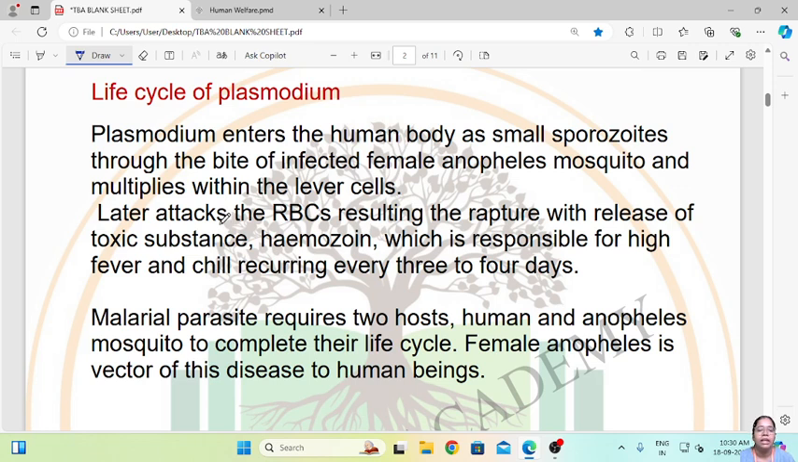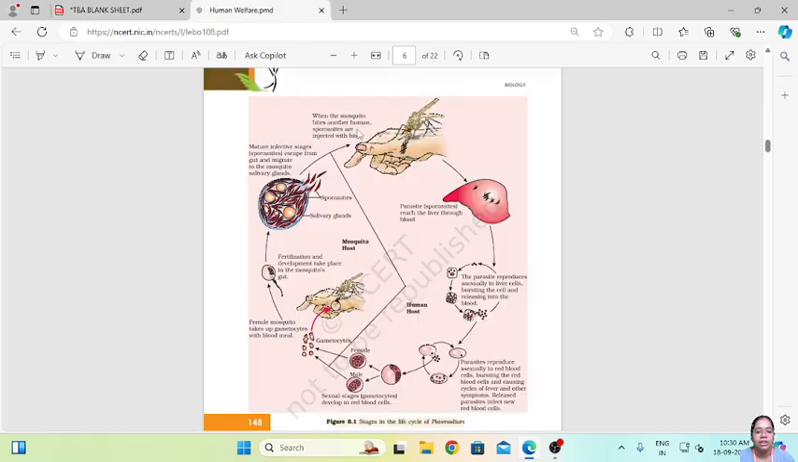So this malaria is transmitted into human beings through the female Anopheles mosquito, which is the carrier for this organism Plasmodium, which causes the infection malaria. So now let us see the life cycle of Plasmodium. So how does this infection occur? This is the overall life cycle.